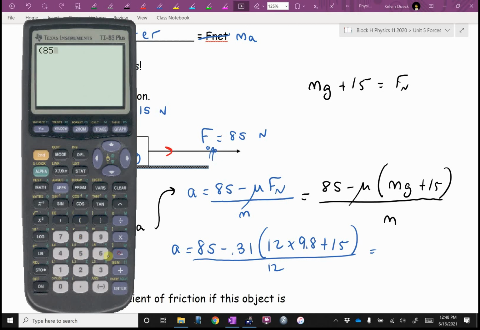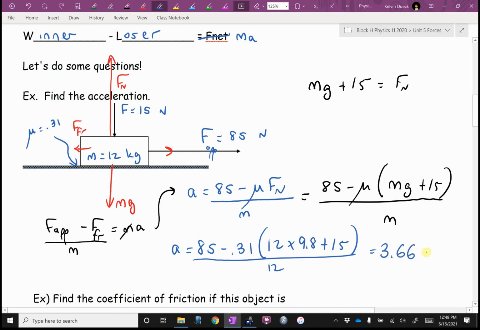Bracket 85 minus 0.31, another bracket, 12 times 9.8 plus 15. Close off the mini bracket, close off the top, divided by 12. I hope I get a positive answer. Hey, we are accelerating. Did you get 3.66? Units, it's an acceleration. Okay. Jaden, did you get that okay? Yep. Good. Okay.